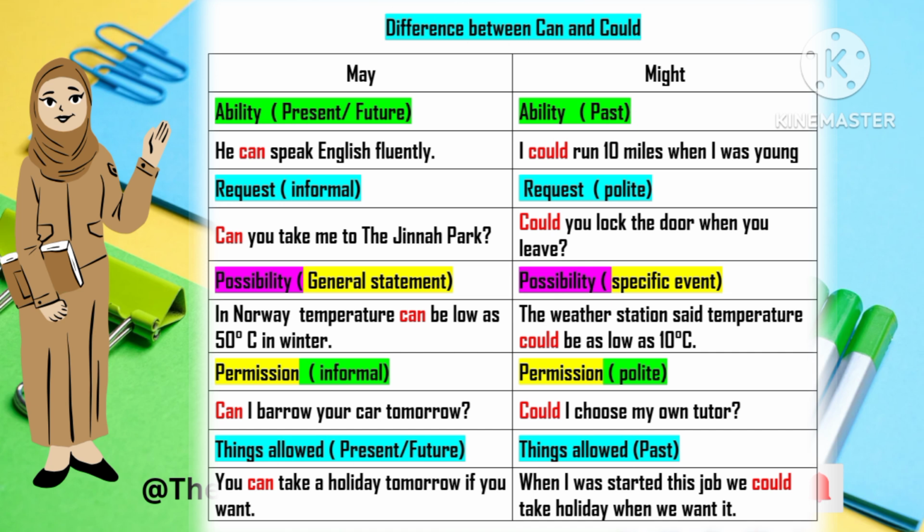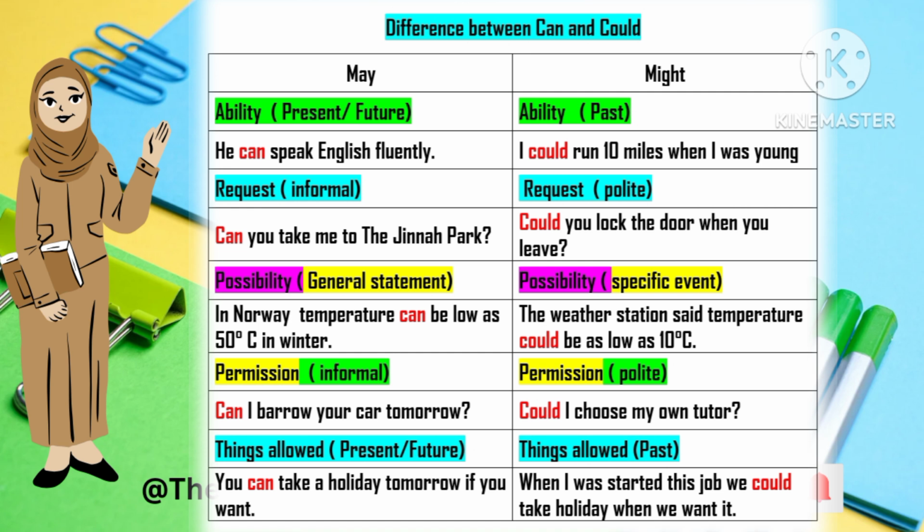Number 2 is request, which is polite. Could you lock the door when you leave? It is about the request when someone is going outside, then you ask them or request them to please lock the door. Number 3 is possibility, which is about a specific event.